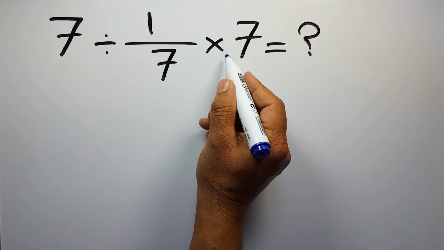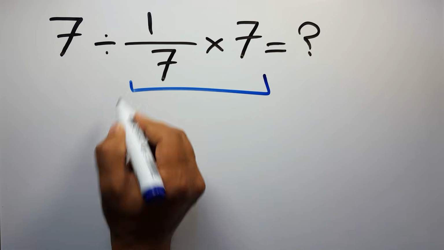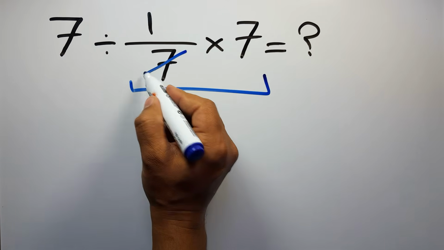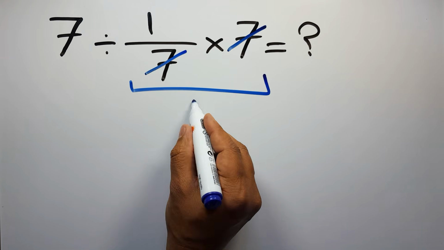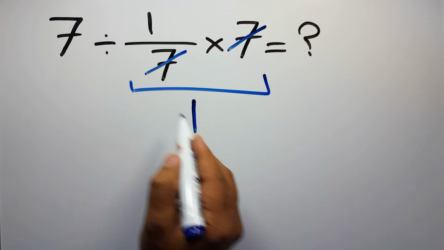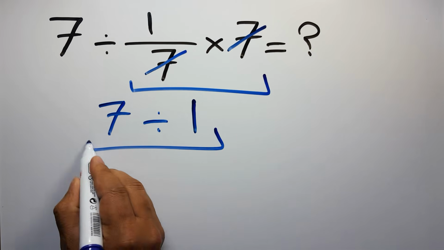First, we do this multiplication, 1 over 7 times 7. We can easily cancel this 7 and this 7. So here we have just 1. And the 7 divided by 1 is just 7.